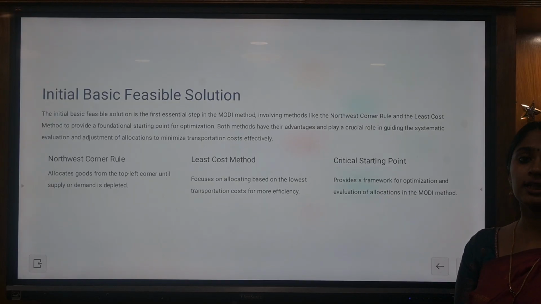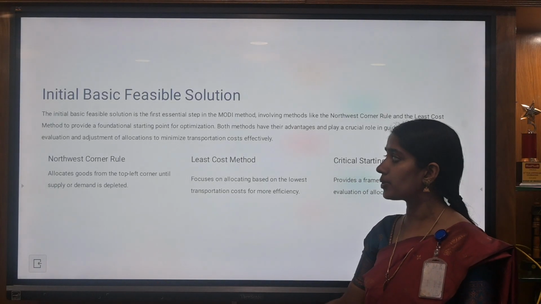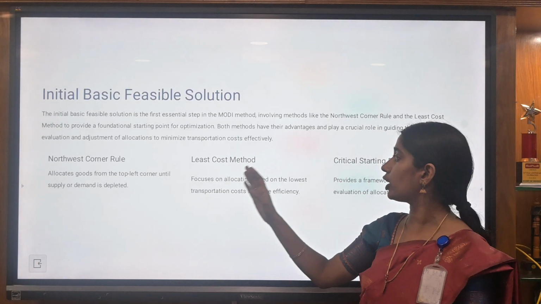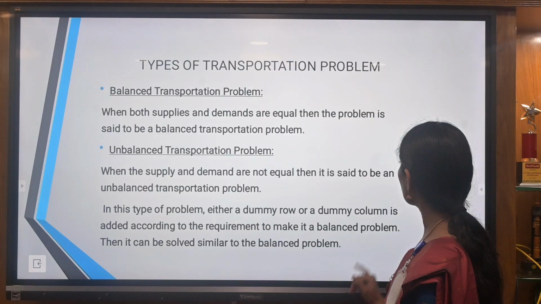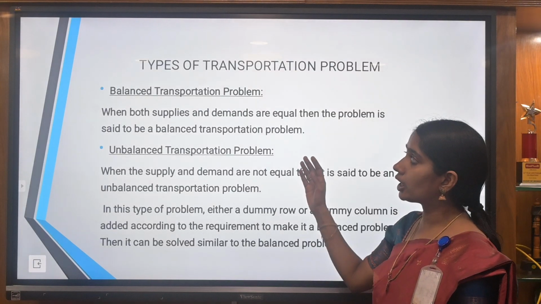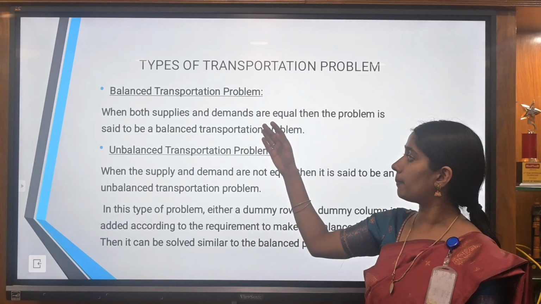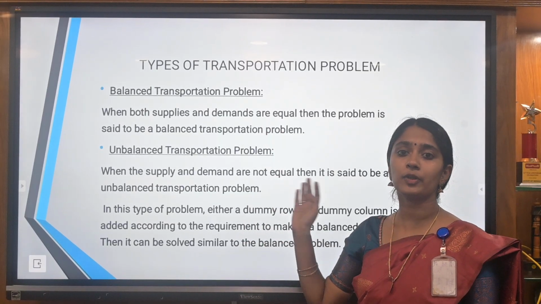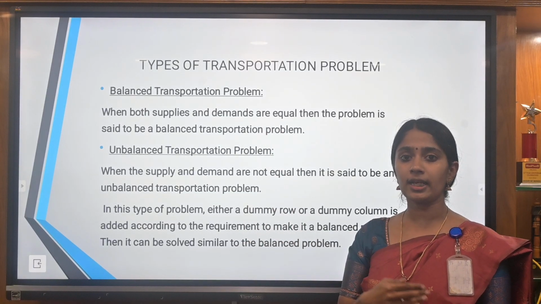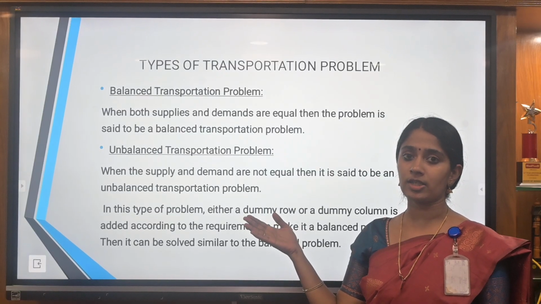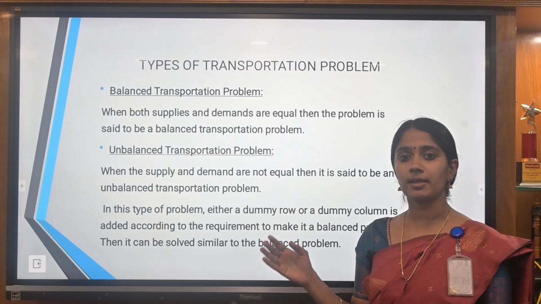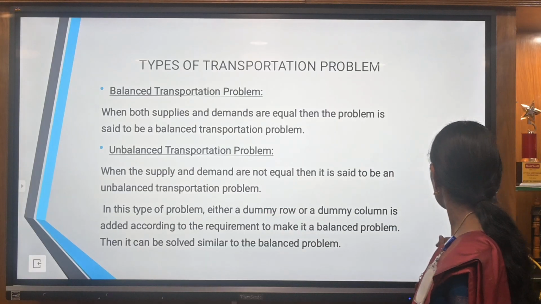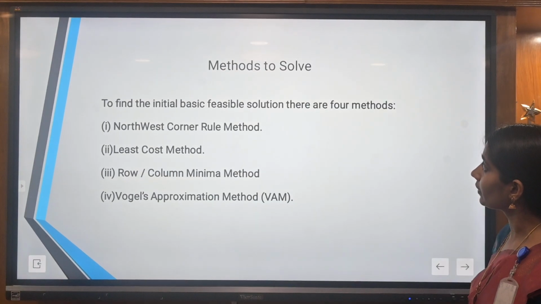So now we can find the initial basic feasible solution using 3 different methods, northwest corner rule, least cost method or Vogel's approximation method. There are 2 different types of transportation problem, balanced or unbalanced. It depends upon the demand and supply. If the demand and supply are equal, it is said to be a balanced transportation problem. If the demand and supply are not equal, it is said to be an unbalanced transportation problem.